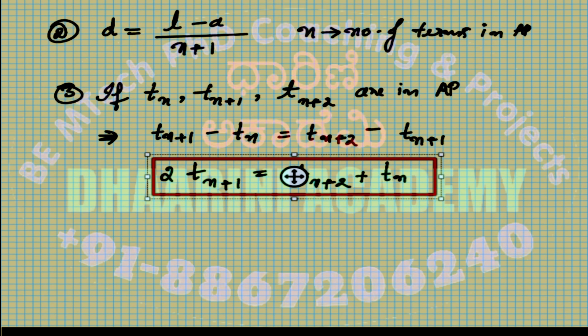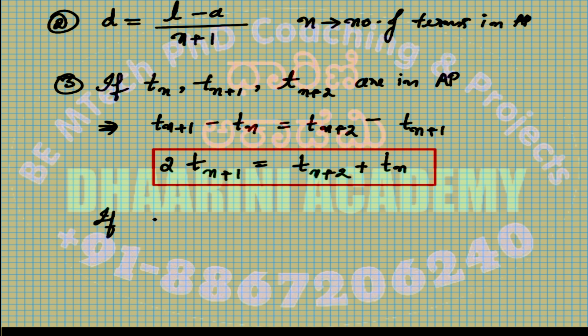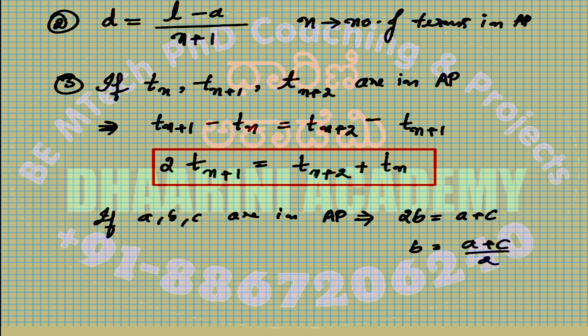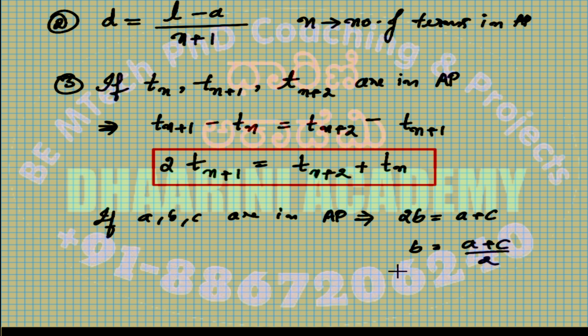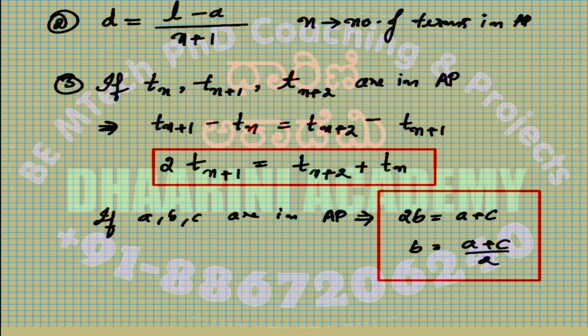In general, instead of Tn plus 1, I can write in terms of simple A, B, C. So if A, B, C are in AP, then it's understood that 2 times the midterm, 2B, is equal to first term plus last term. Otherwise, the midterm is equal to first plus last by 2. Even this is very useful when it comes to the solution of problems associated with the sequence or the arithmetic progression.